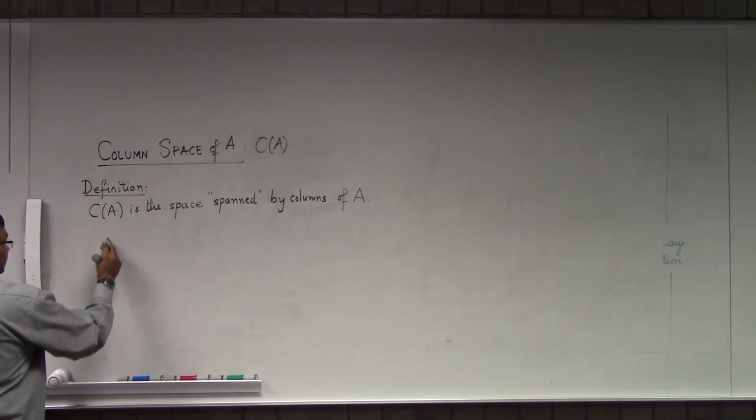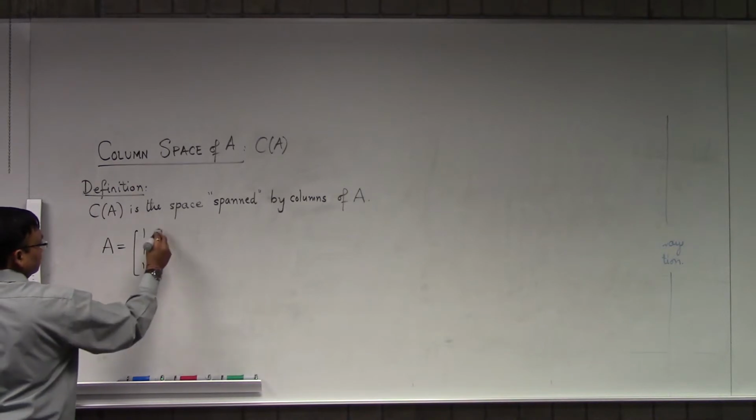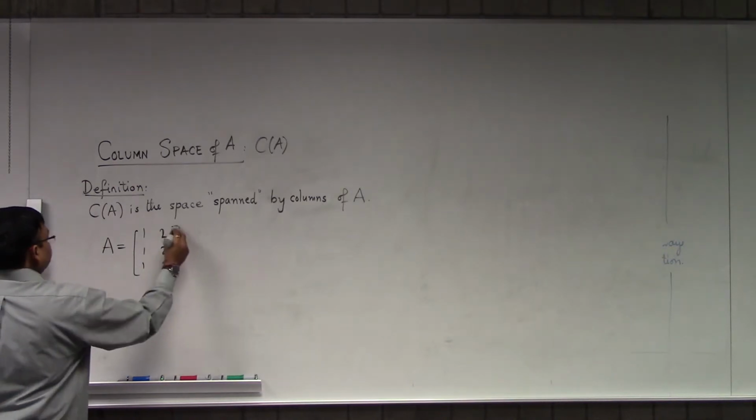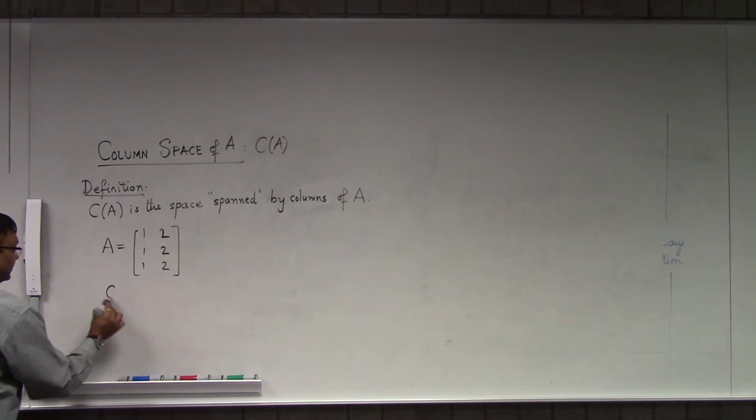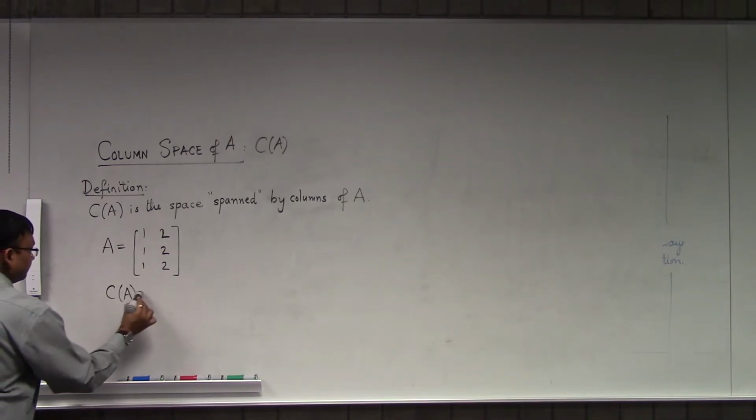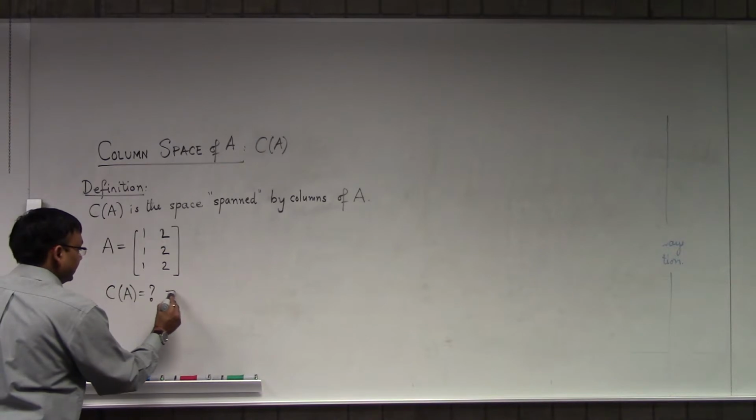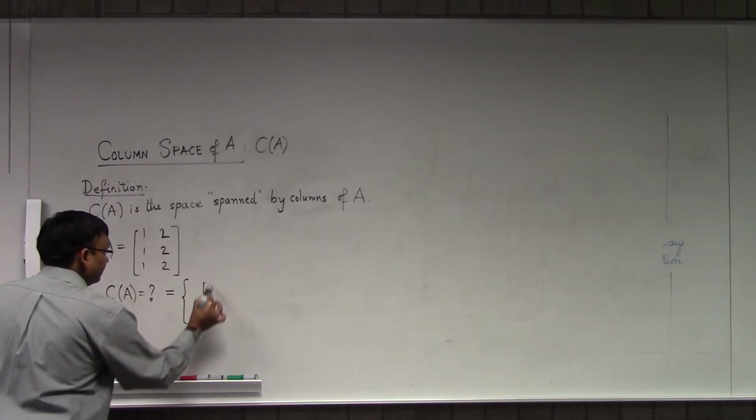Suppose somebody gave you this matrix A. Let's say 1, 1, 1, 2, 2, 2, something like this. It's a 3 by 2 matrix. I want to know what is the column space of A. So I want to know what kind of things can be spanned by these columns of the matrix A. So crudely speaking, what will I do? I take this first column 1, 1, 1.